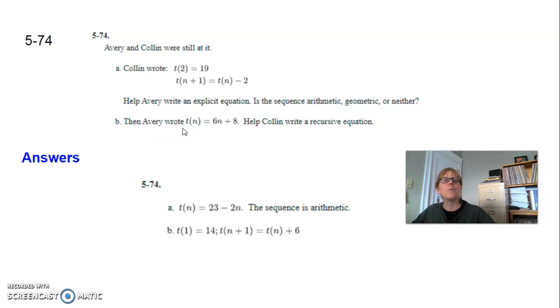For B, Avery wrote this, which is an explicit equation. Colin's writing a recursive equation. Remember, all you need is the slope, which is 6.